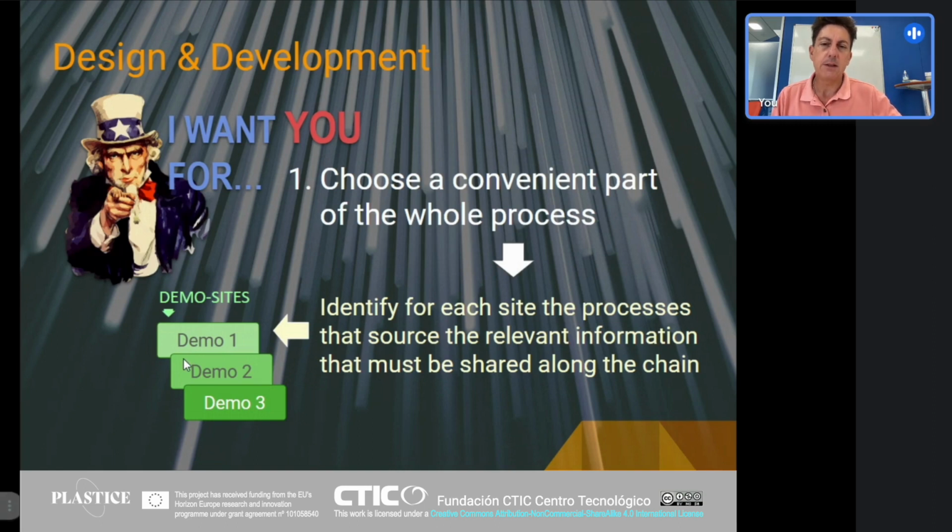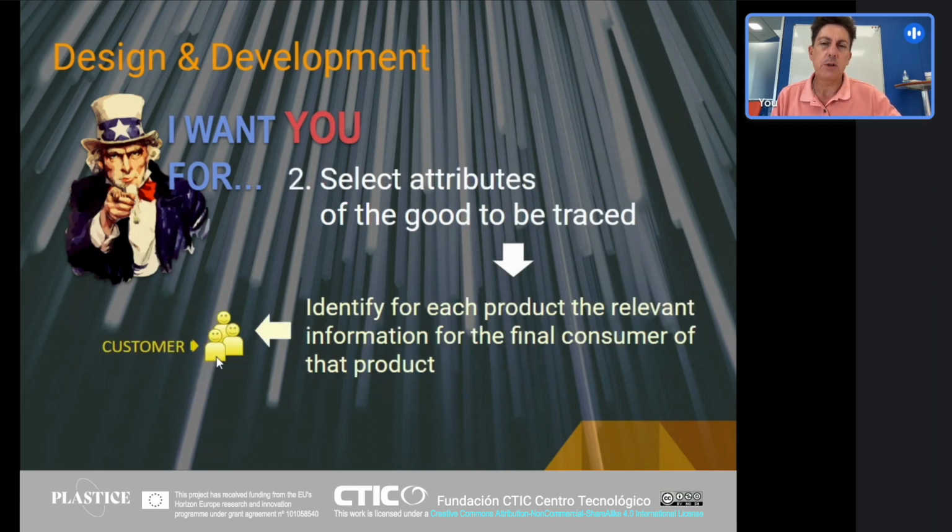Then we also need your help. We know the processes. Now we have to select the attributes of the good to be traced. And that is to identify for each product, for each stream, the relevant information that is useful for the final consumer of the product, for all the partners that are in the end part of the stream, so that they know what they need to know about the product, the quality, the parameters that they need.